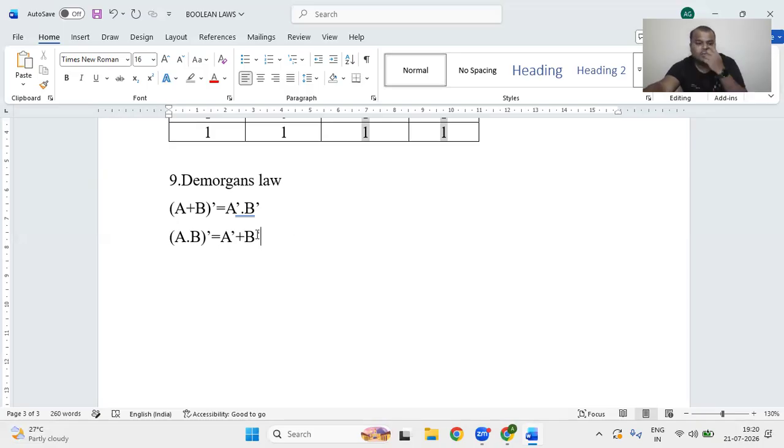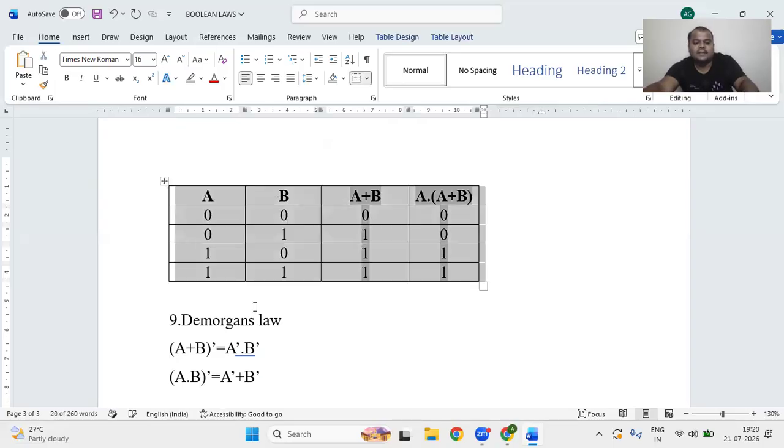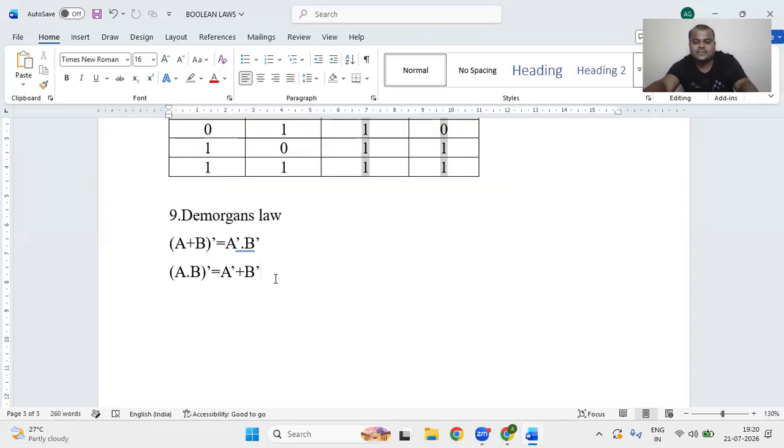So how can we achieve this? You can use another truth table. By using the truth table, you can achieve everything and prove that LHS is equal to RHS. It's a very important law, a Boolean law.